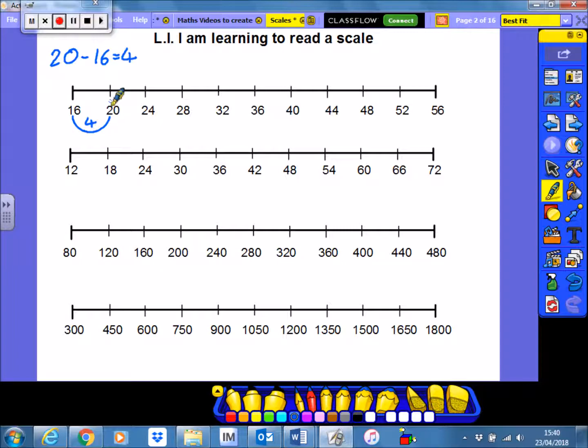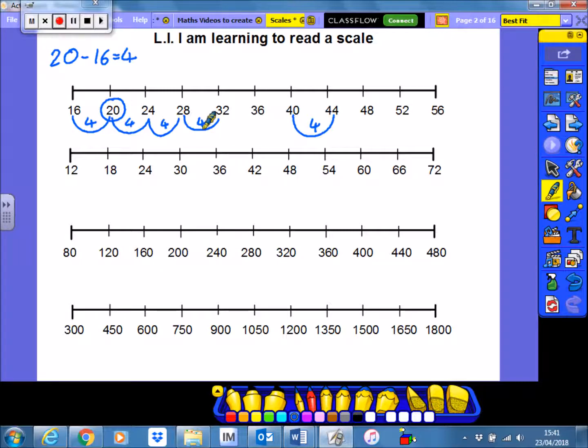But perhaps an easier way of doing it, and you can't do this with every single scale, but you can often do it, is looking for a nice round number, for instance 20, and then looking at the number beside it, 24. And we should be able to obviously see here the jump between 20 and 24 is 4. Likewise with this number here, 40. We can see that the jump between 40 and 44 is 4. So this scale will consistently move up in 4s with every increment.